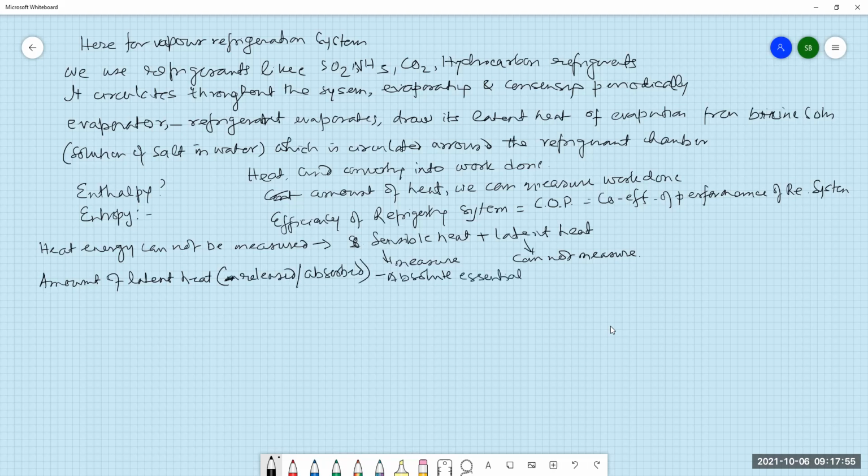So how will I do it? How do you know this latent heat? And so we have to use this term enthalpy and use this term entropy. Entropy is, you can remember, del Q by T. Enthalpy is the heat content, m Cp delta T.